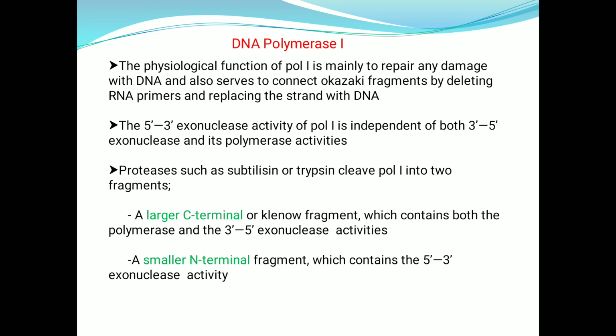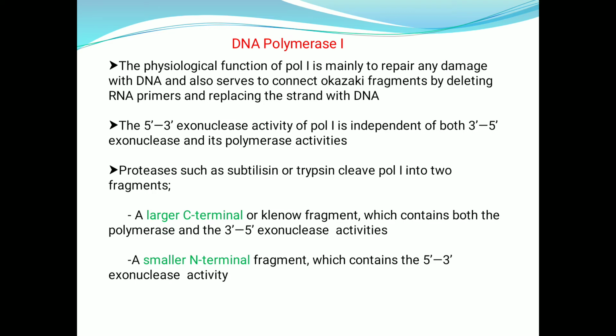DNA polymerase 1, and the 5' 3' exonuclease activity of Pol 1 is independent of both 3' 5' exonuclease and its polymerase activities. And when you use proteases, for example subtilisin and trypsin, they cleave polymerase 1 into two fragments, one large subfragment and one smaller fragment. The large fragment is at the C terminal, the carboxyl end of the protein chain. The larger C-terminal fragment, also called the Klenow fragment, contains both the polymerase and the 3' 5' exonuclease activity.